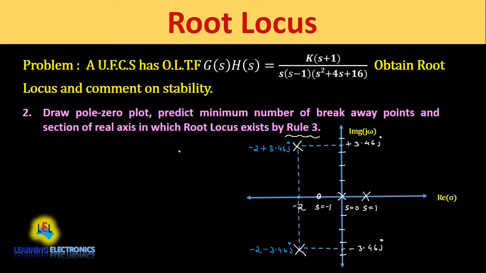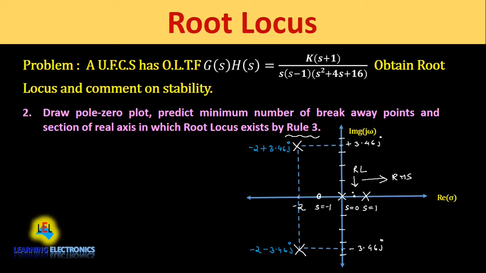Now we have to find the section of real axis in which root locus exists. For this we assume one point in between the two poles at s equal to 0 and s equal to plus 1, somewhere here. By rule number 3 we look at the right hand side of this point. To the right hand side of this point we can see that there is only one pole, at s equal to 1, which is odd in number. Therefore this point between s equal to 0 and s equal to 1 will lie on the root locus. That means this section between s equal to 0 and s equal to 1 lies on the root locus.